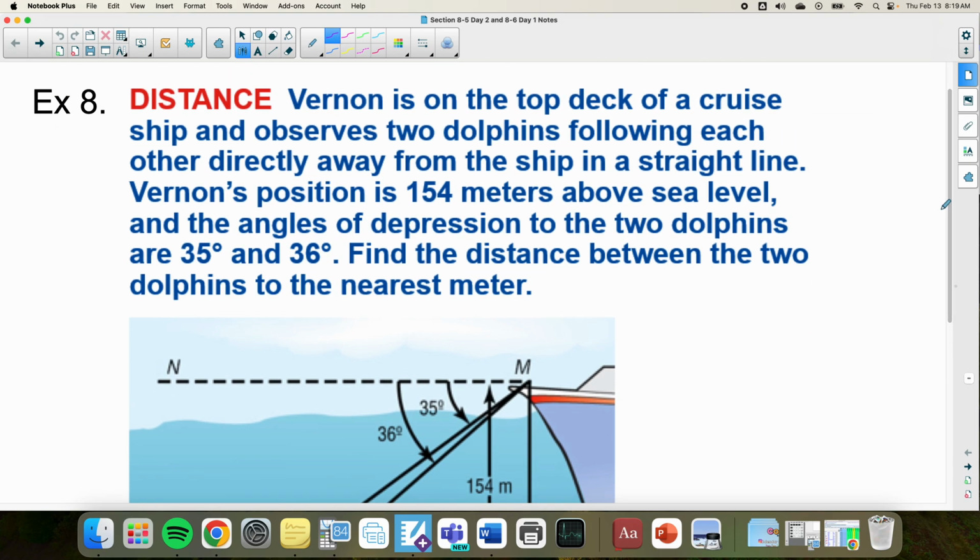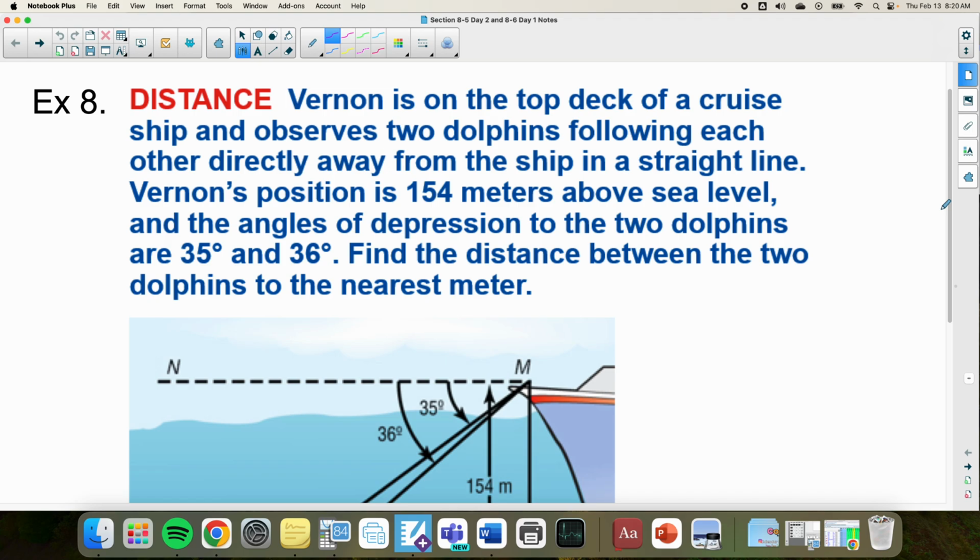All right, so today, like I said, we are going to, first of all, finish yesterday's. We have 2 problems on there, and then we'll do 1 page of section 8.6. So one of the types of questions you can have with what we did yesterday is you can have a question that has 2 different angles of elevation or angles of depression.